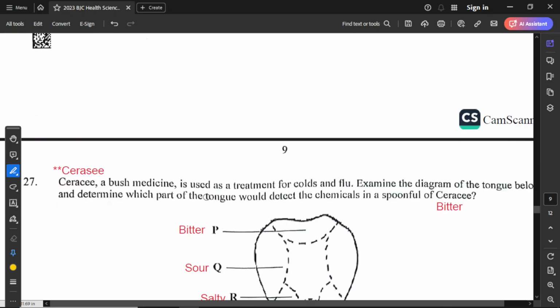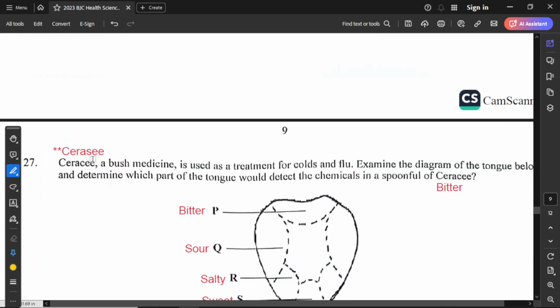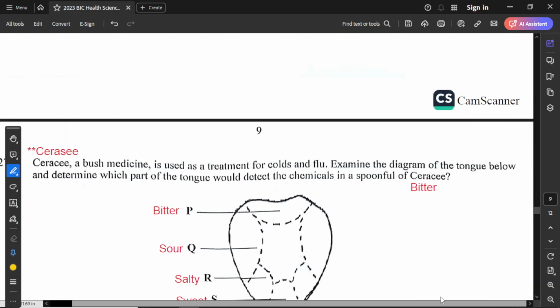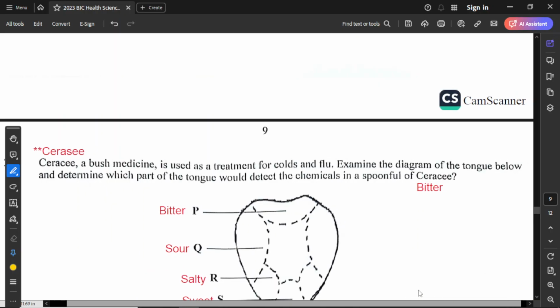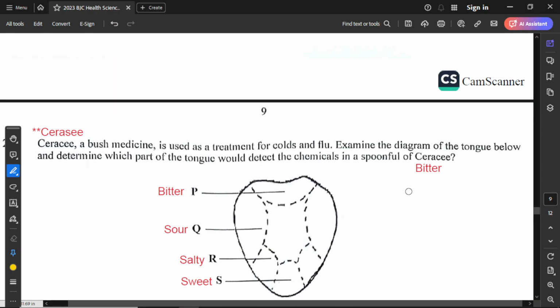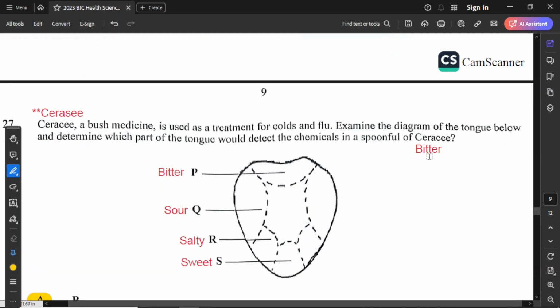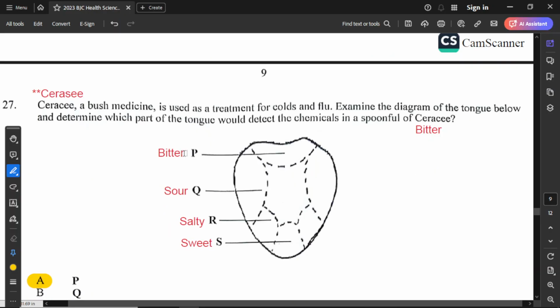Question number 27 is about serosy. All right, actually spelled with an S. So serosy, a bush medicine, is used as a treatment for colds and flu. Examine the diagram of the tongue. Let me just slide over a little bit. Examine the diagram of the tongue below and determine which part of the tongue would detect the chemicals in a spoonful of serosy. And serosy is bitter, so therefore we're going to go to P because you taste bitterness at the back of the tongue.